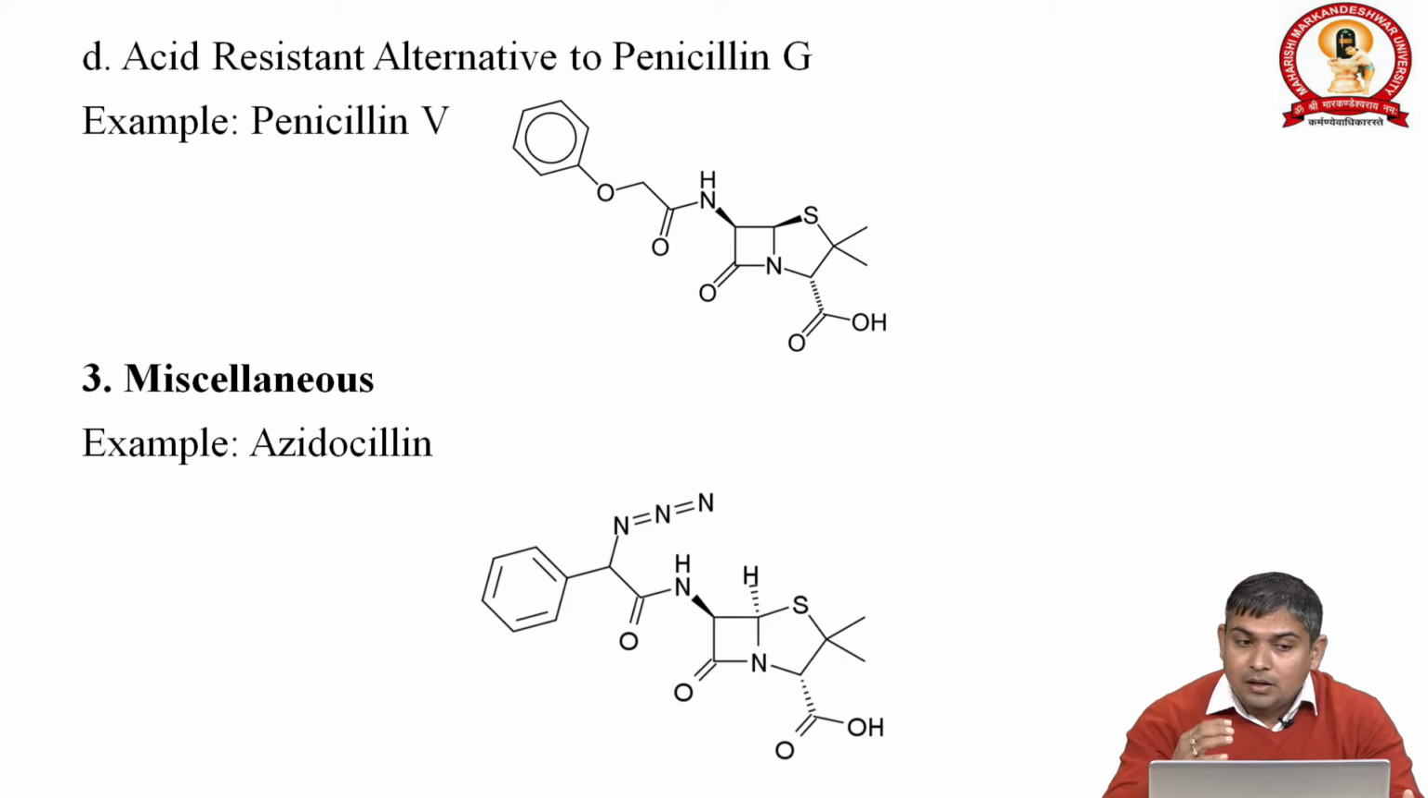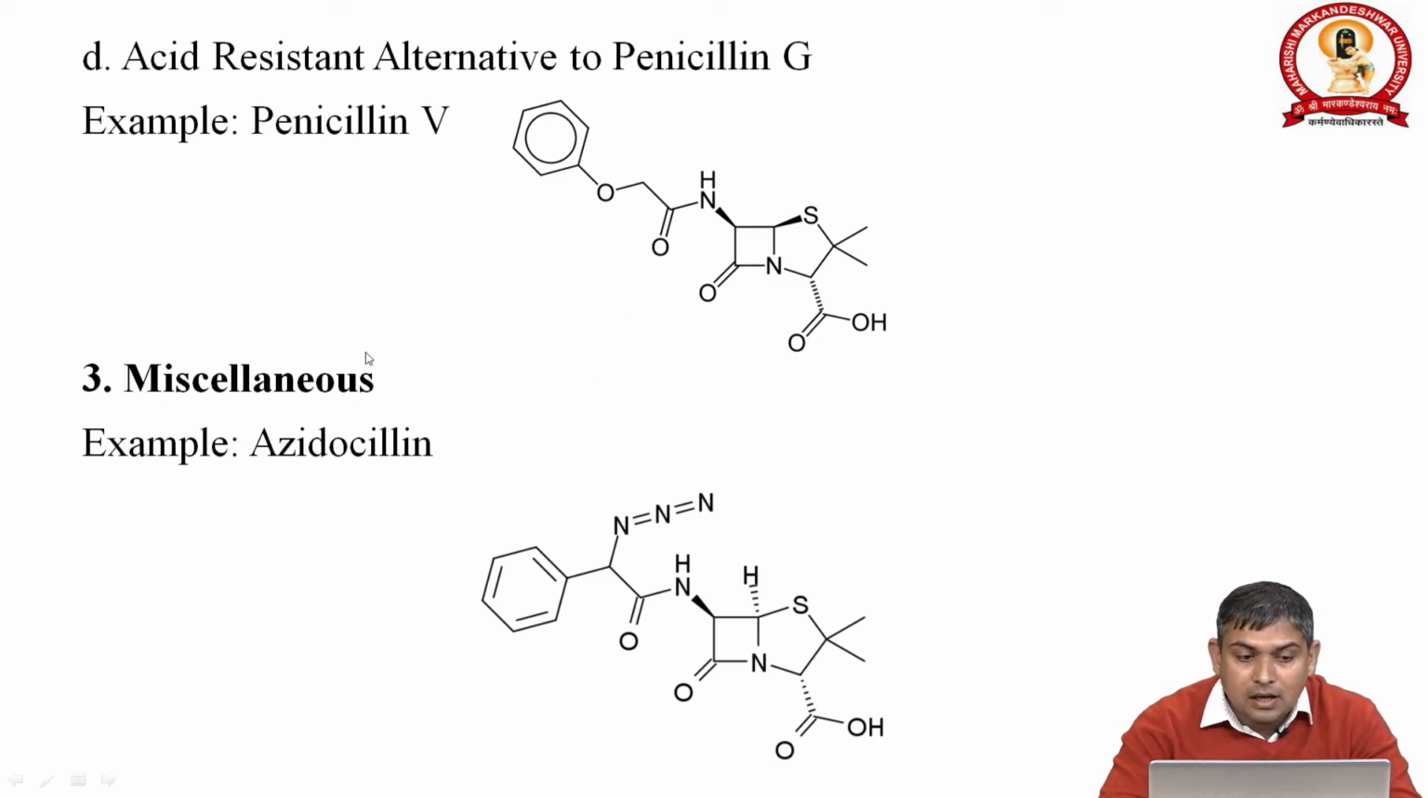So by structure activity analysis, semisynthetic penicillin V was developed from penicillin G, which is supposed to be stable against the gastric hydrochloric acid. So it can be administered by the oral route as well. This is characterized by the presence of an oxygen bridge between the phenyl group and the methyl substitution.